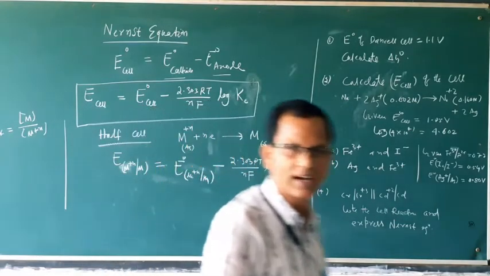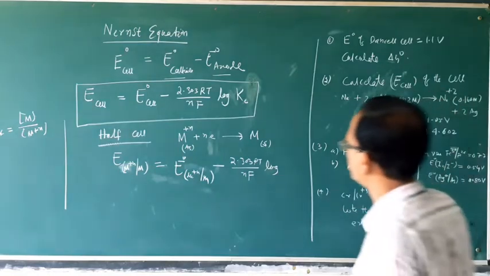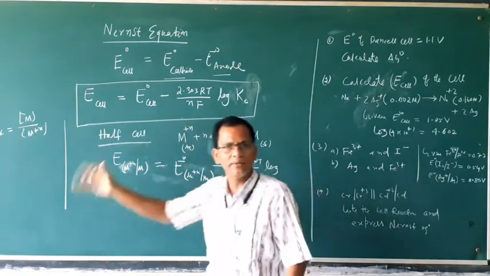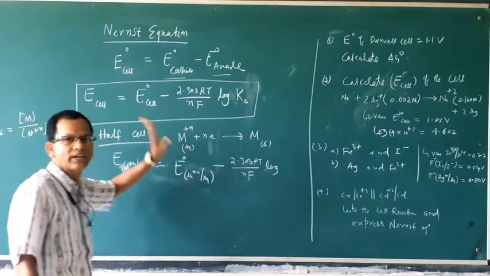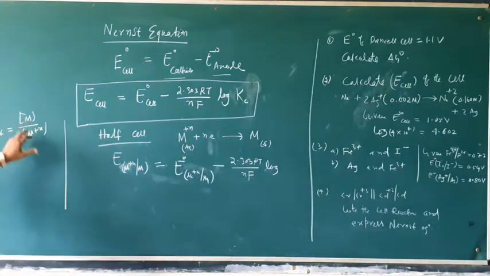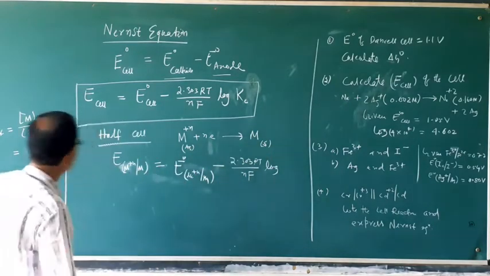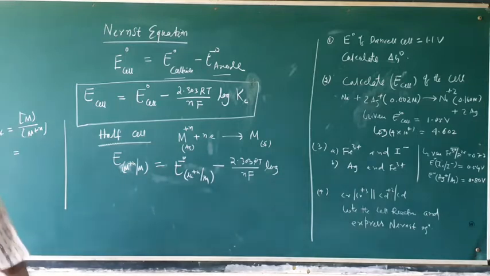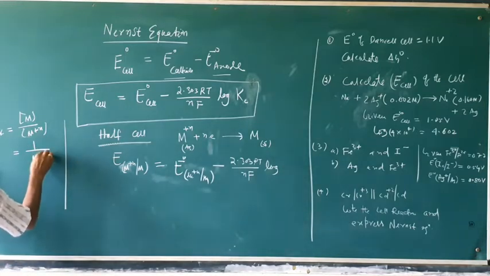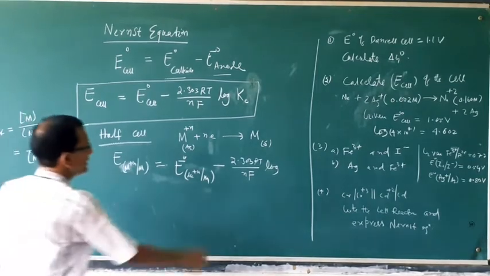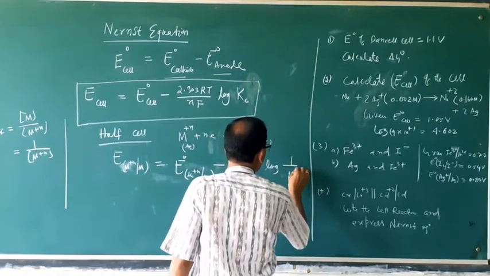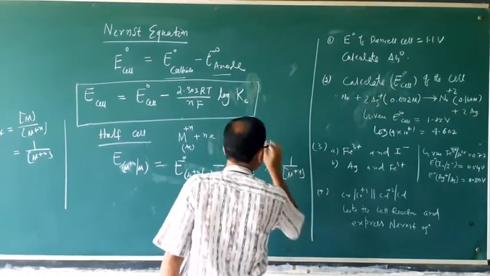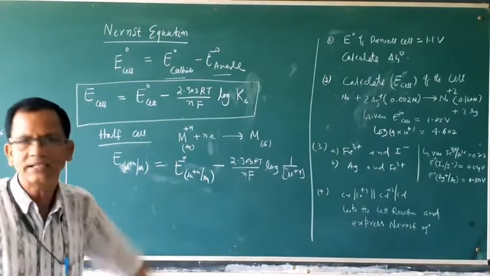This is the expression of Kc. In class 11 we have read in the equilibrium chapter, Kc is equal to the concentration of product to the concentration of reactant, and each coefficient is raised to a power. Here there is no coefficient. Here Kc is M by M^n+. As M is a solid, it can be neglected, it becomes constant, that is 1. So what is left? M^n+. So here you can write 1 by the M^n+ concentration. So this is the expression of this half cell.